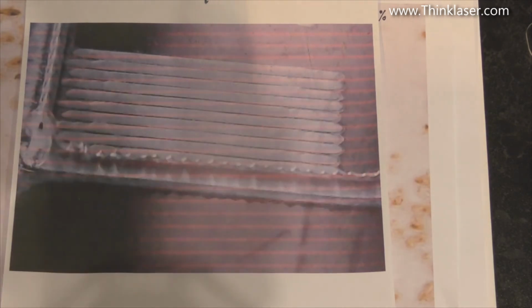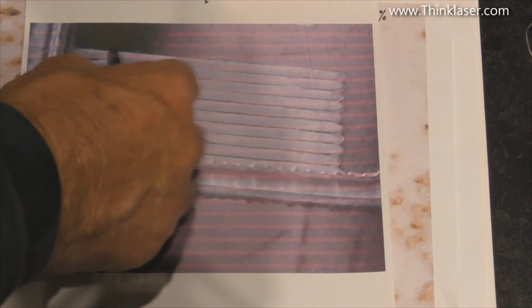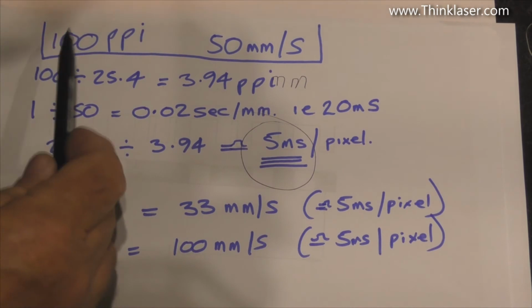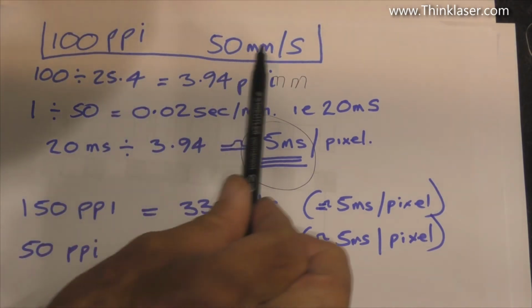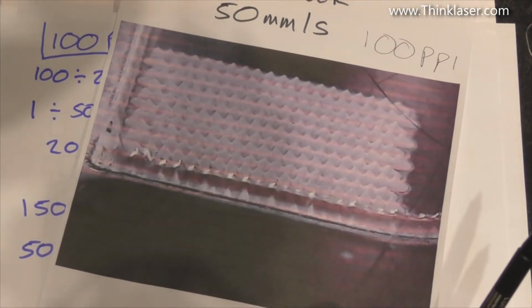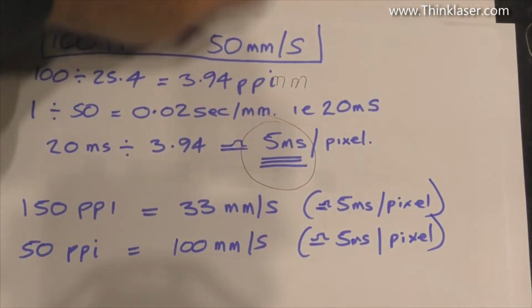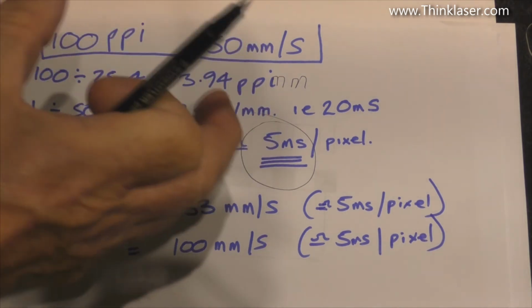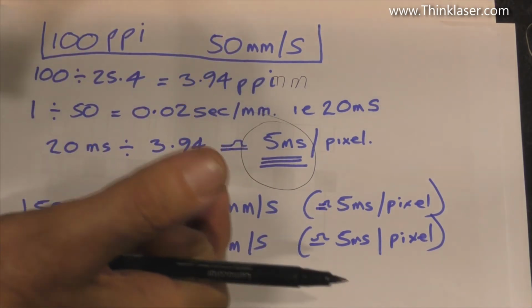If we start going faster than that, we lose our individual dots, and we get lines where the sausages are all joined together. So our 100 pixels per inch at 50 millimeters a second, which enabled us to produce this lovely pattern here, single dots, is what I would class almost as the holy grail that we're looking for.